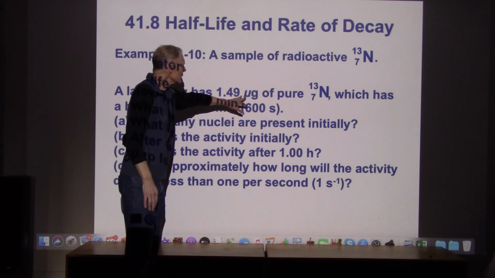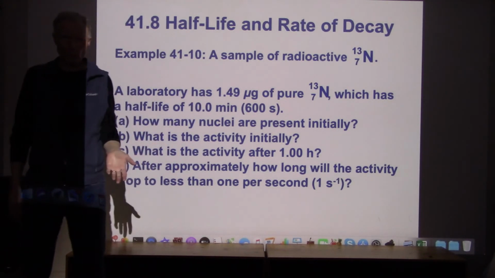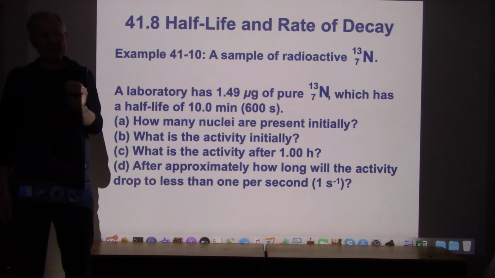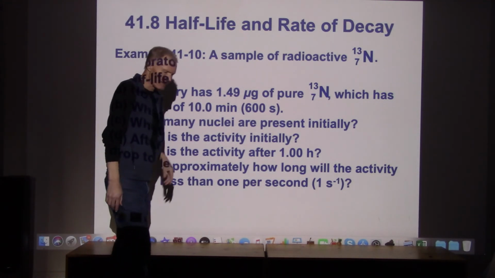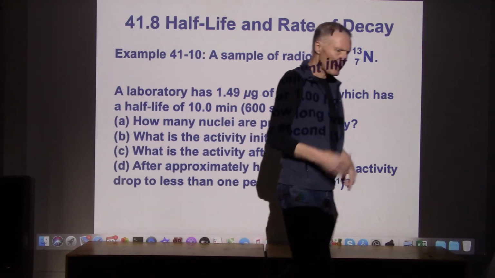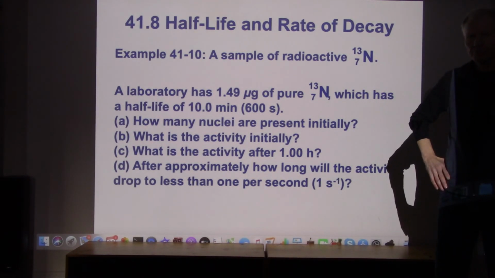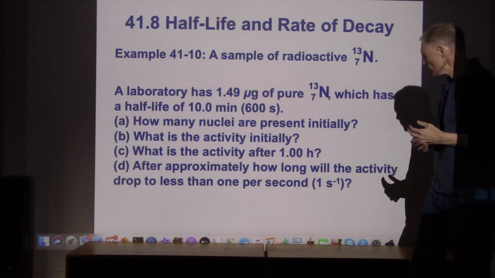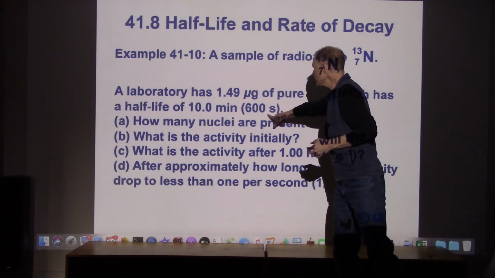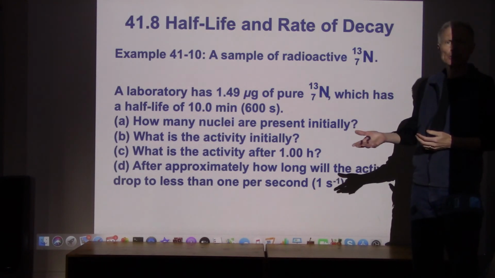We have a pretty small sample size here, 1.49 micrograms. So now we are really getting down to the point where that's a small sample size. But this time the half-life is 10 minutes. Now, this creates some more problems as far as how do we collect all these nitrogen-13s when they're decaying in a short period of time? How do I get them measured?